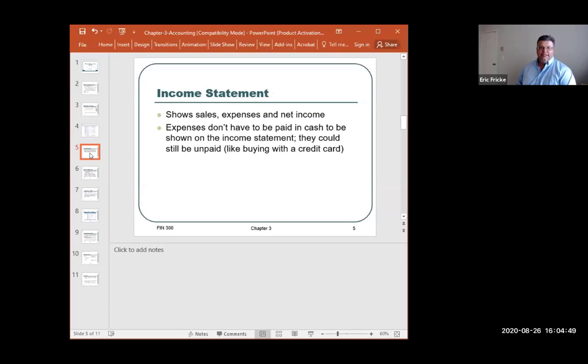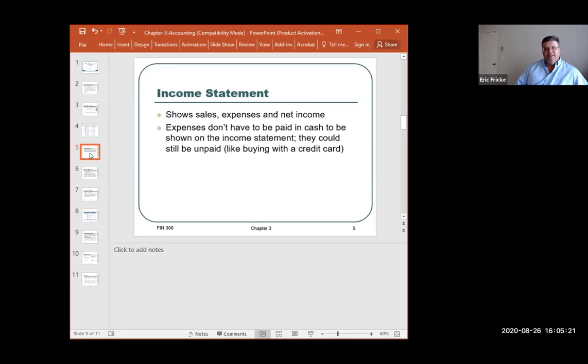So let's take a look at the income statement now. Some of the differences between the income statement and the balance sheet, right? The balance sheet is a point in time, what the company owes and what the company owns. The income statement is over a period of time and it talks about how the company has performed. Okay, so the income statement will have things like sales or revenue, expenses, and then it'll have a bottom line we often call net income.